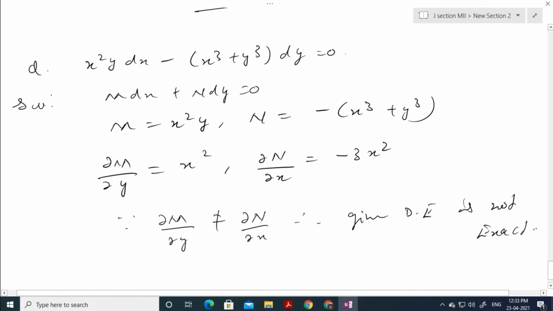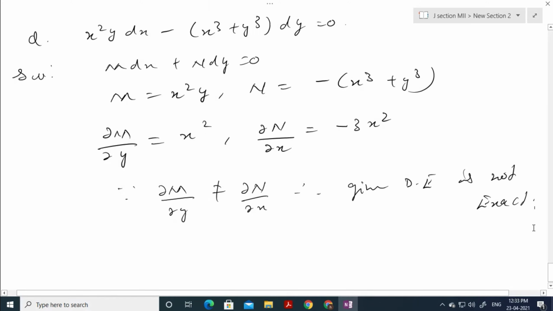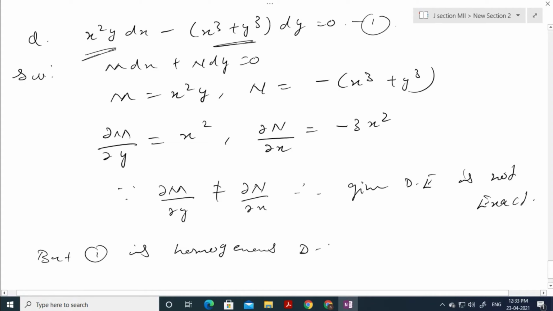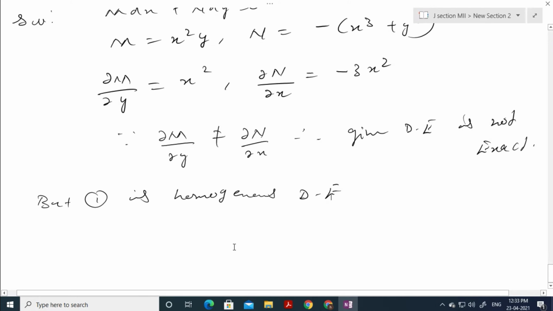Now we have to go to the methods we have just seen. Is it a homogeneous function? Yes, ma'am. It is homogeneous, because here you will have k cube, here also k cube, which cancel, giving k to the power 0. So this is a homogeneous differential equation. Let it be 1. Now calculate M into x plus N into y.